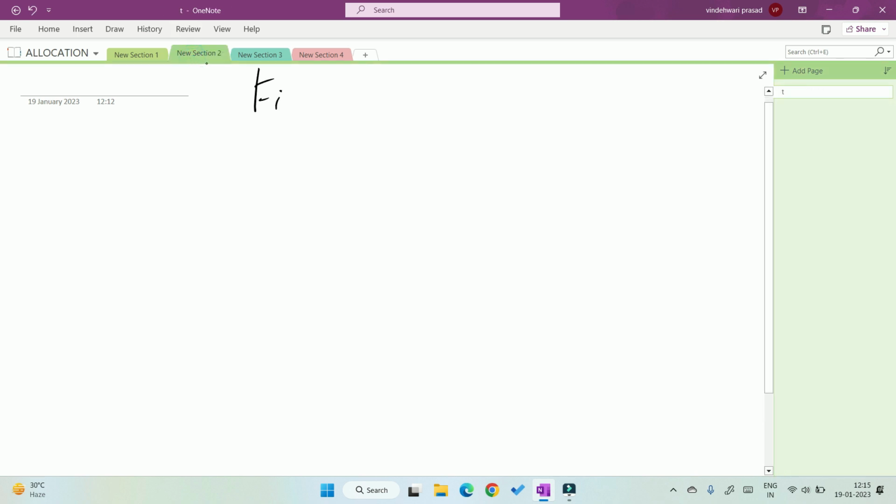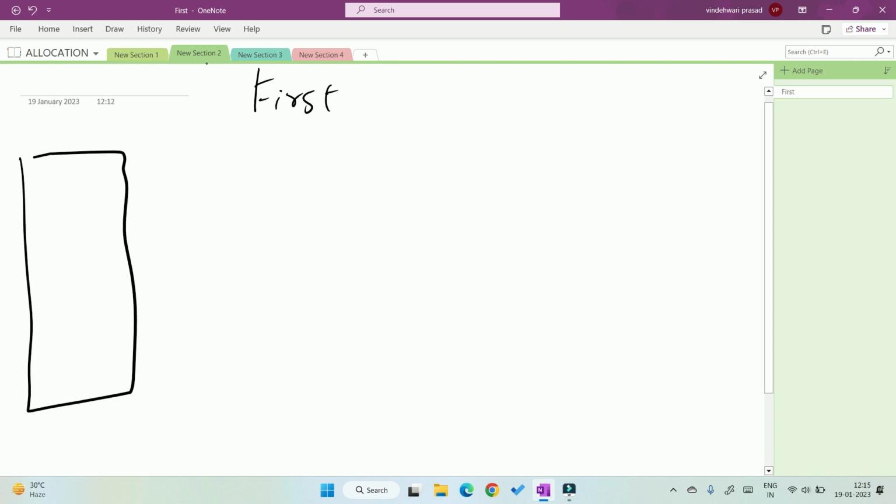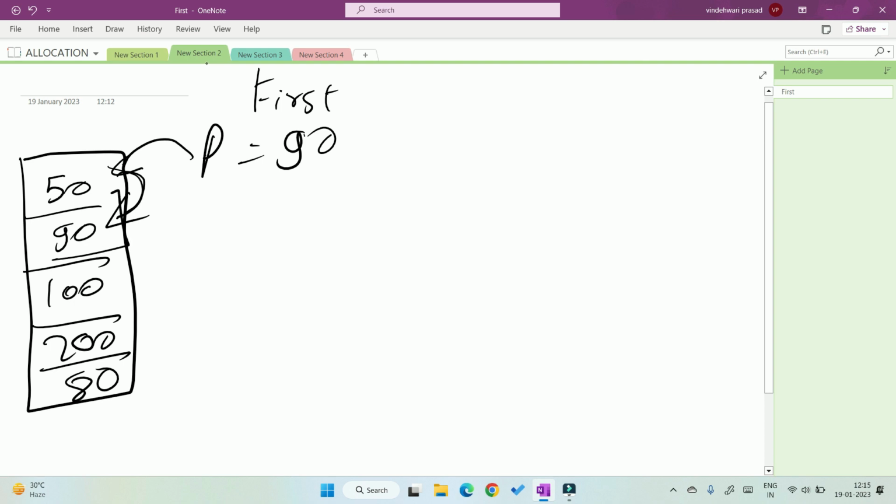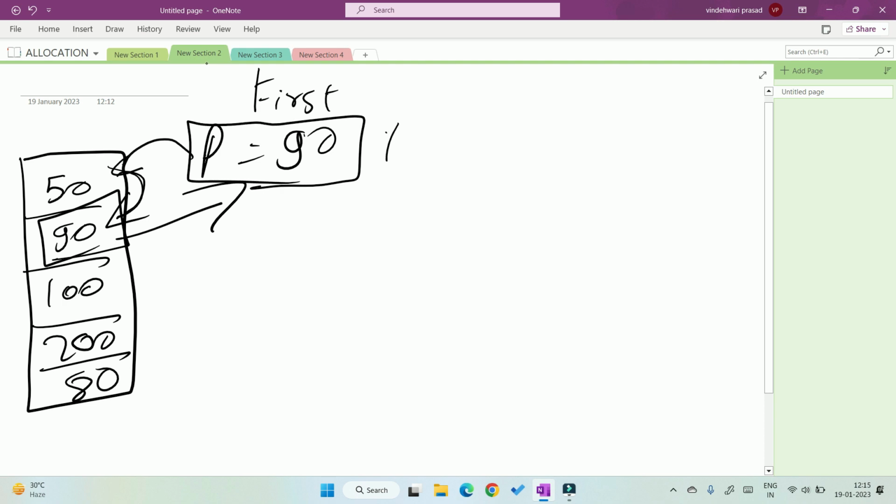The first one is first fit. In first fit, what will we do? Suppose there are memory slots of 50, 90, 100, 200, 80. What will it do? It searches from the first place until it gets a suitable memory allocation. So it checks 50, then 90. Oh, 90 fits the requirement. So it allots the first memory which can fulfill the requirement; this is called first fit.